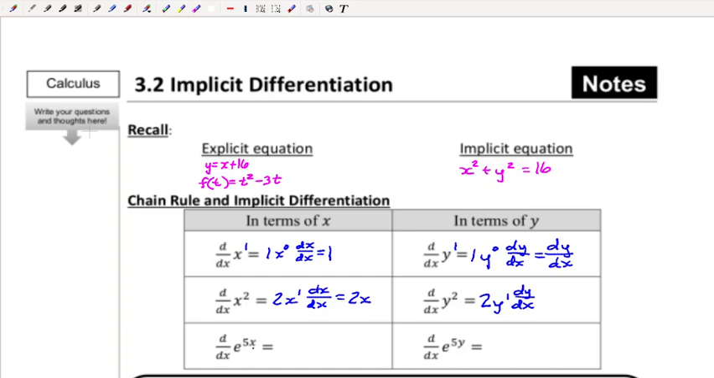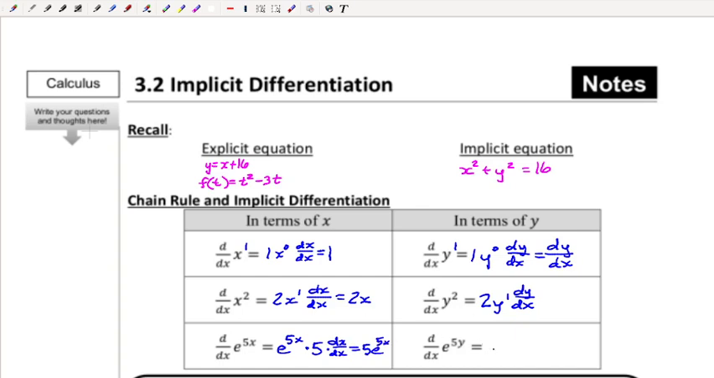Okay, so d/dx of e^(5x), well I know that would be e^(5x), which is just itself, times the derivative of 5x, which is just going to be 5 times dx over dx, which is going to simplify down to 5e^(5x).